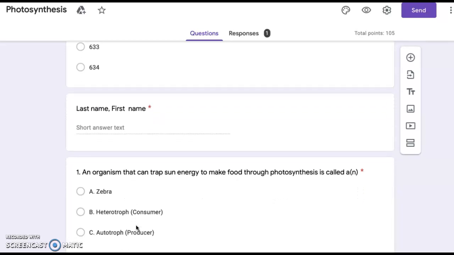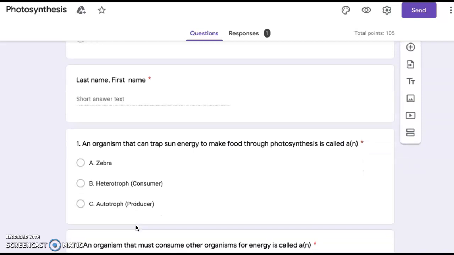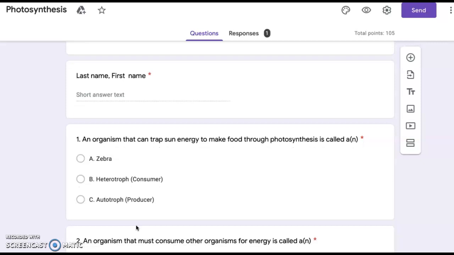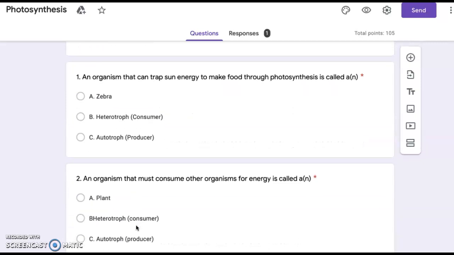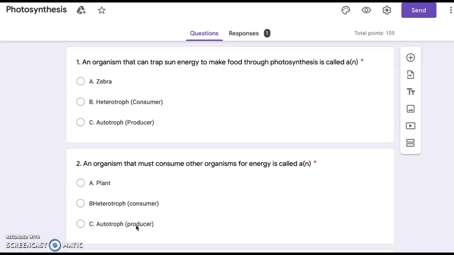Number 1. An organism that can trap sun energy to make food through photosynthesis is called A. Zebra, B. Heterotroph consumer, C. Autotroph producer. Number 2. An organism that must consume other organisms for energy is called A. Plant, B. Heterotroph consumer, C. Autotroph producer.